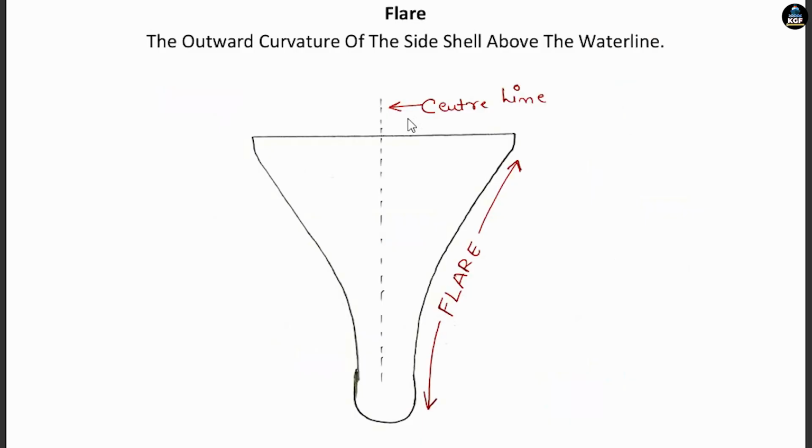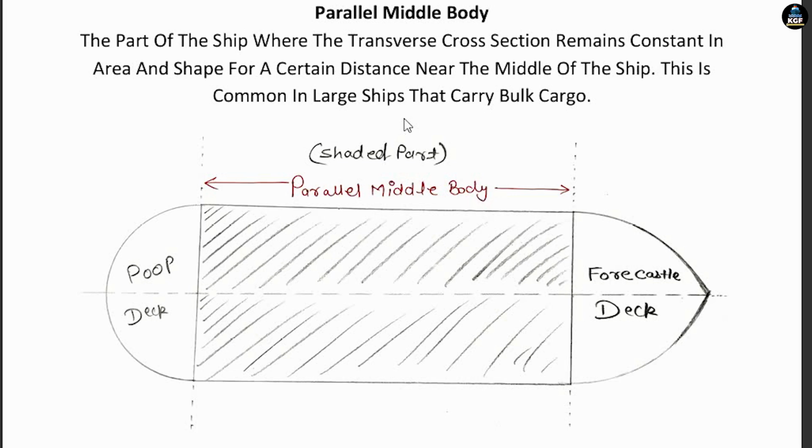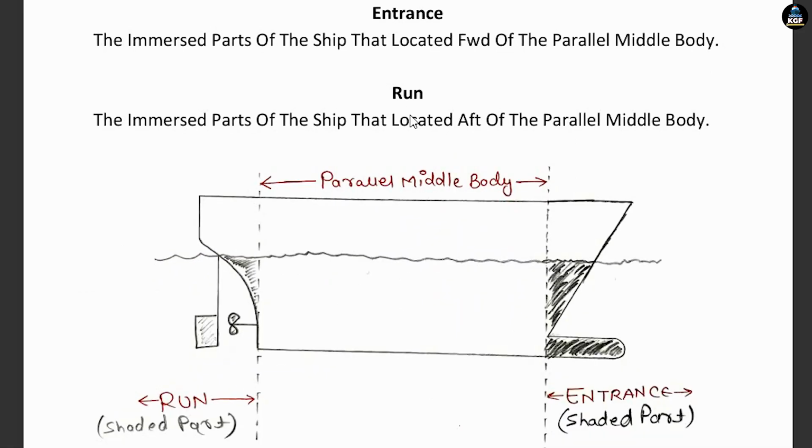Flare will be the outward curvature of the side shell above the waterline. Parallel middle body is the part of the ship where the transverse cross section, meaning the port and starboard, remains constant in area and shape for a certain distance near the middle of the ship. This is common in large ships that carry bulk cargo. Guys, you can see parallel middle body will look like this, equal in shape and equal in area.